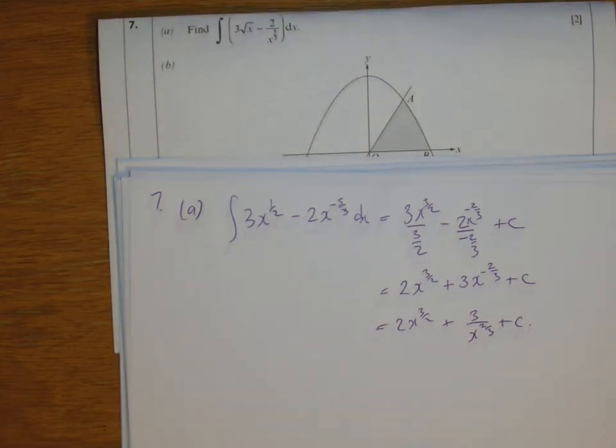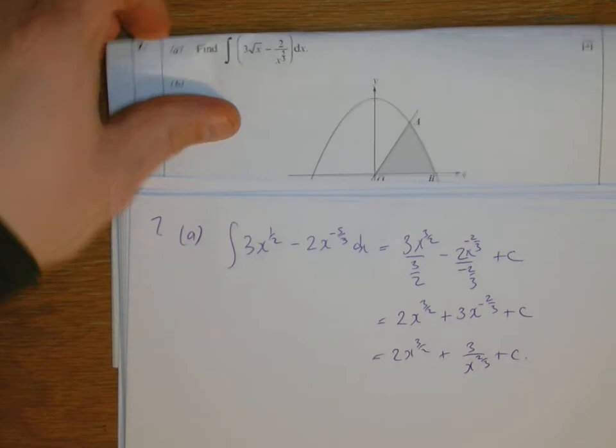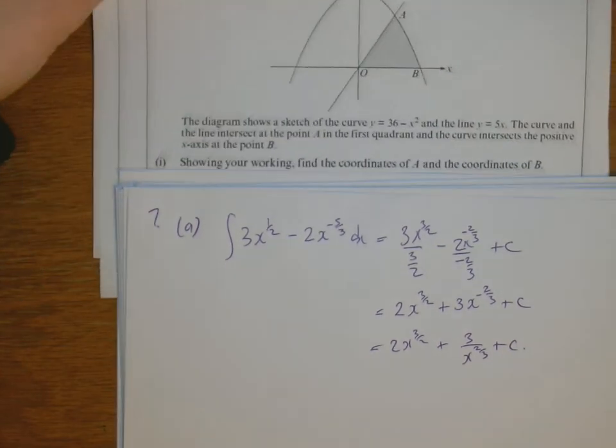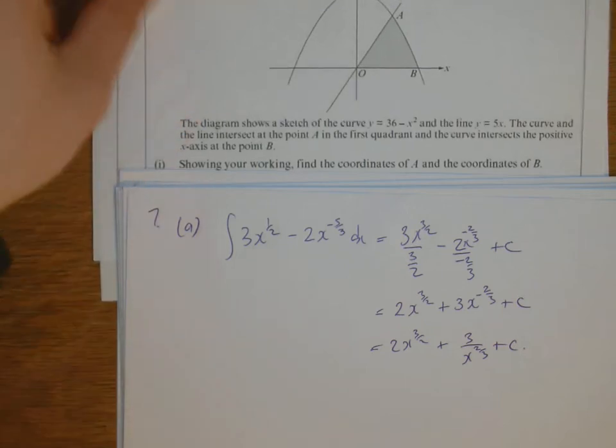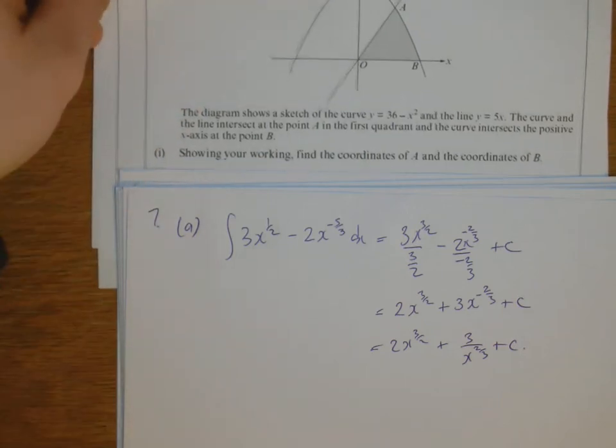Okay, part B then. Let's look at what part B is asking us to do. It says the diagram shows a sketch of the curve and the line. The curve and the line intersect at the point A in the first quadrant, and the curve intersects the positive x-axis at the point B. Showing your work, find the coordinates of A and the coordinates of B.